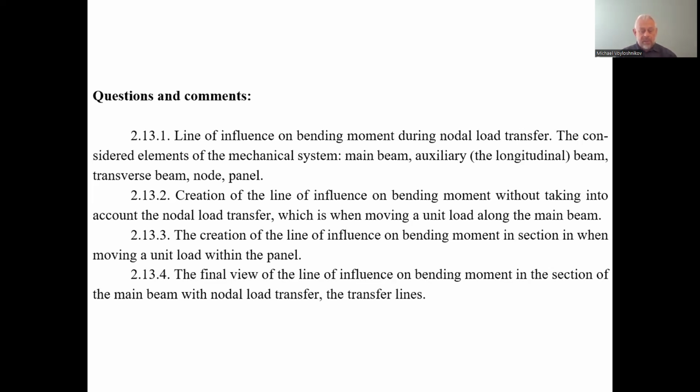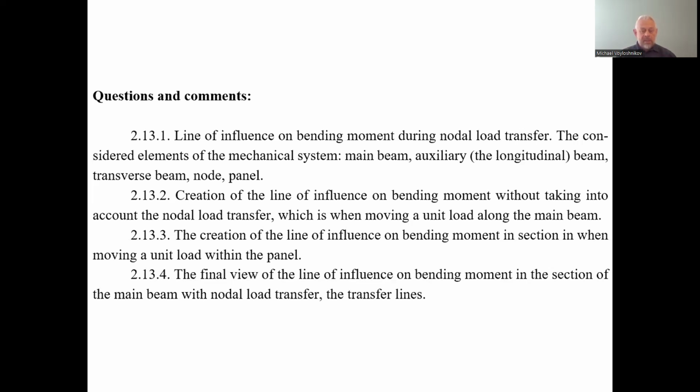The final view of the line of influence of the bending moment in the section of the main beam with nodal load transfer. The final view is a broken line, that is, straight segments. The broken line consists of straight segments which connect the adjacent magnitudes of the line of influence corresponding to the nodes of the connection of the main beam and the auxiliary beam.